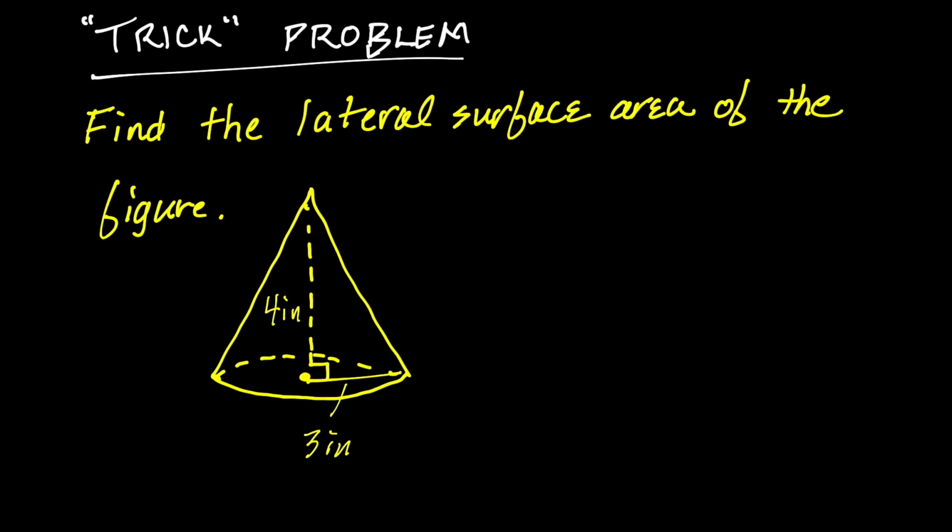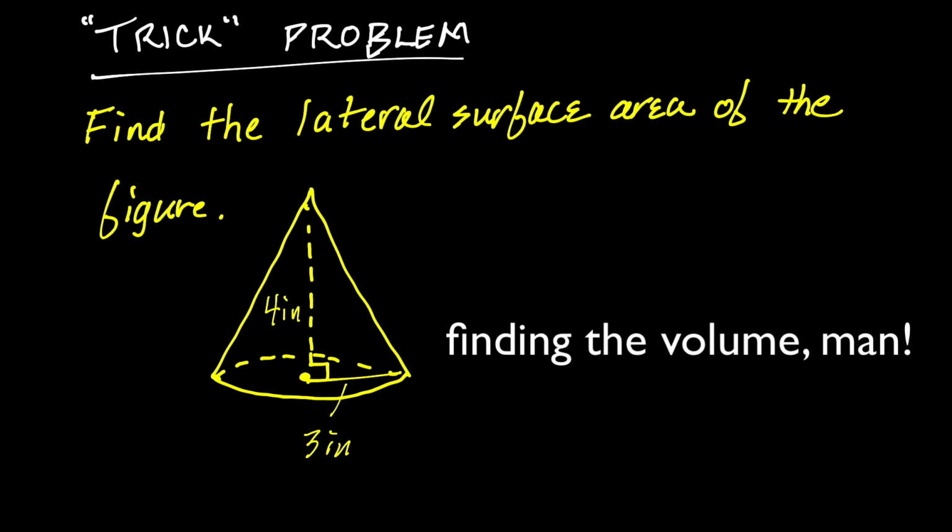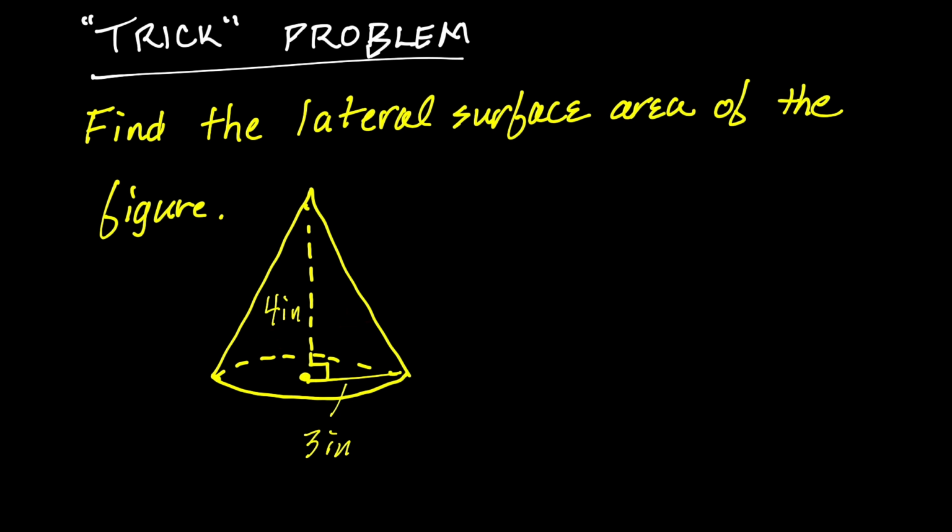Another common mistake I will see students make is they'll see the 4 and the 3 here, and they instantly go into finding the formula that we covered earlier this week, which is 1/3 pi r squared times the height. But it says find the lateral surface area. So we need to figure out what this slant height is. Do we notice that this is a right triangle, and one leg of the right triangle is 4 and the other leg is 3? So that tells me that this must be 5, because I recognize that this is a 3, 4, 5 triangle.